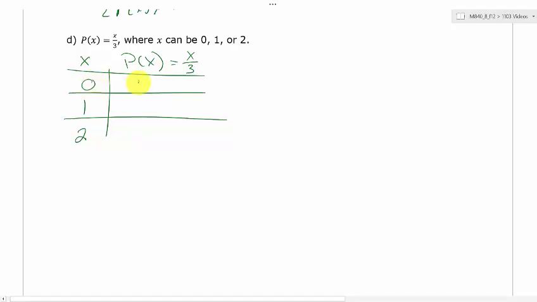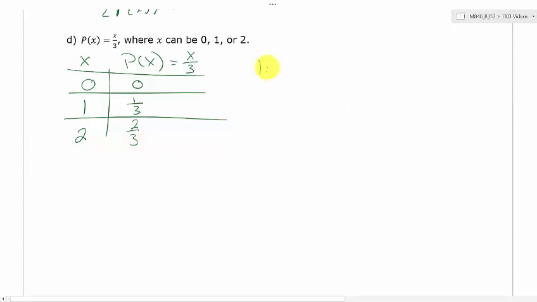0 divided by 3 is 0. 1 divided by 3 is 1/3. And I would just leave it as a fraction and not put it as a decimal because it is a repeating decimal. And then 2 divided by 3 is 2/3. And again, leave it as 1/3 and 2/3. Don't convert it to a decimal.